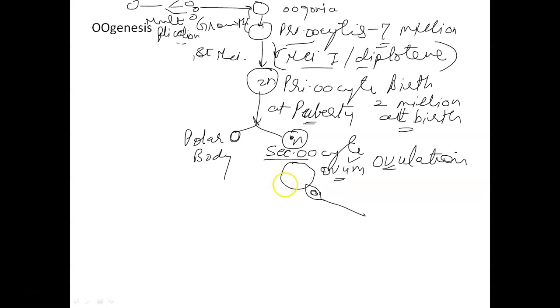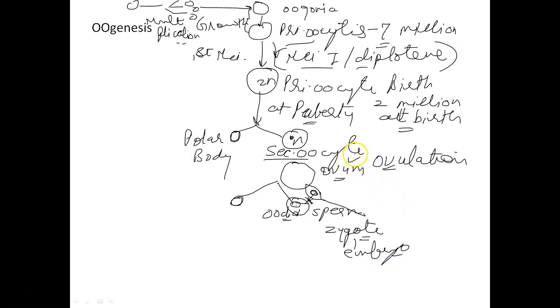The two cells which are formed: this cell will divide and combine with the sperm nucleus and the second polar body. So here is the ootid, and this is the sperm. Ootid and sperm will combine and the zygote is formed. This zygote divides and forms the embryo.